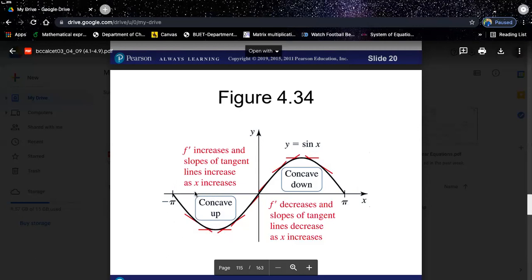Just before this point, if you draw a tangent line, you can see it's negative. Just after this point, if you draw a tangent line, you will see the slope of the tangent will be positive. That means from negative to 0 to positive. So as you are moving to your right, the slope of the tangent is slowly getting increased, right?